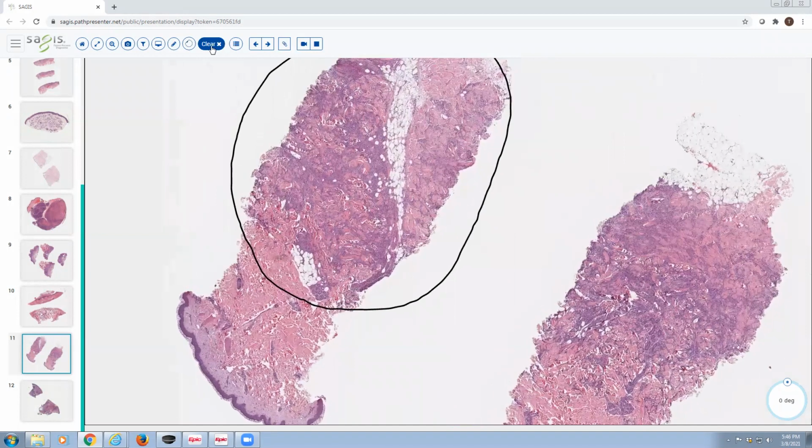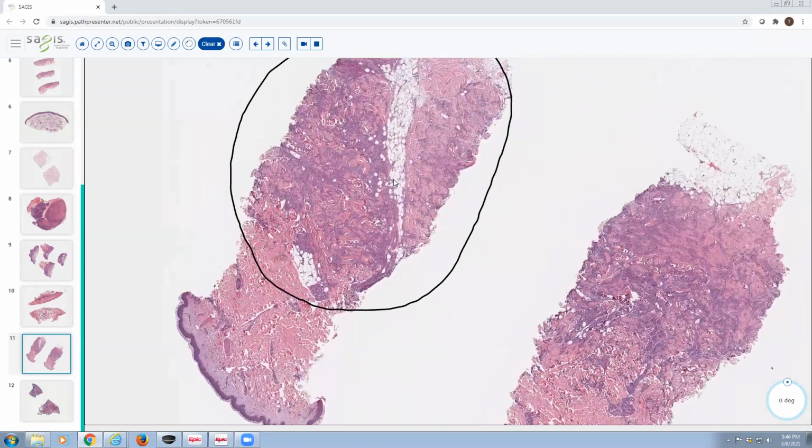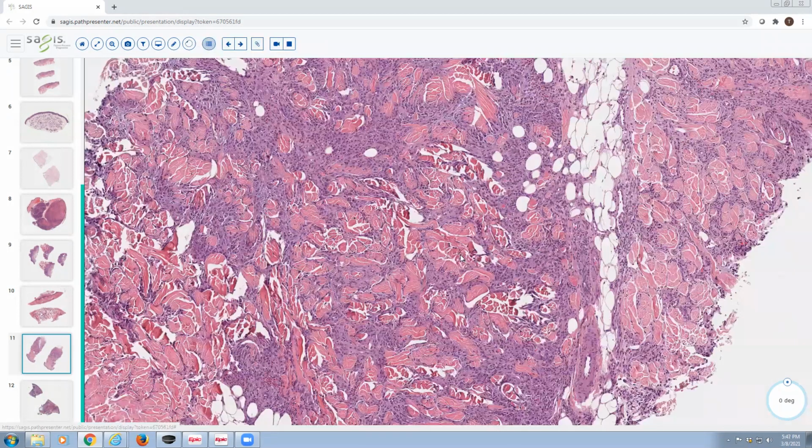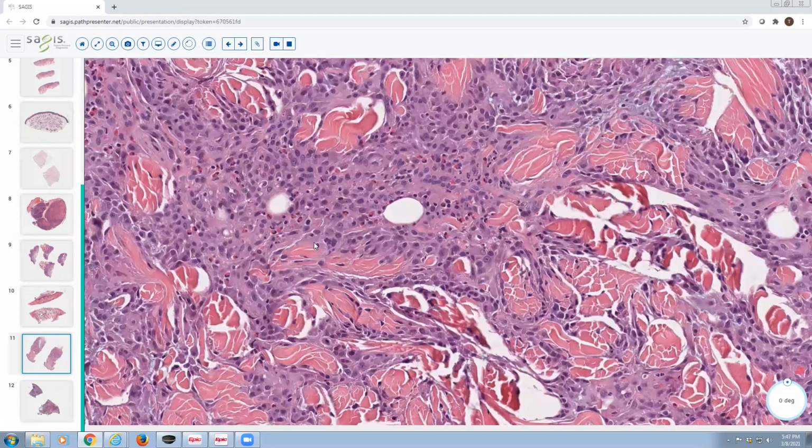As I go in on higher magnification, I can see that these truly are histiocytes. They are epithelioid cells, meaning they have a round to oval nucleus and abundant cytoplasm. And that cytoplasm is pale.